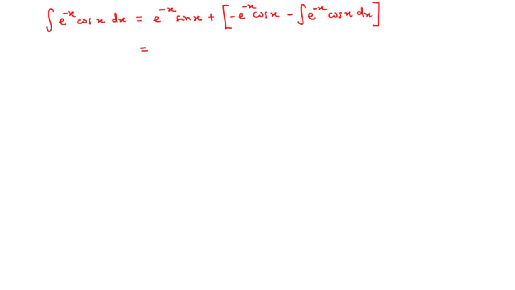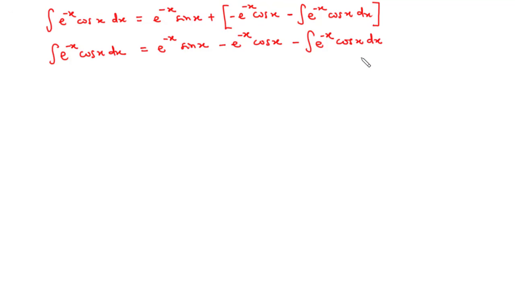Now let's write it in a more simplified way. So that's going to be e to the power negative x sine x minus e to the power negative x cos x minus the integral of e to the power negative x cos x dx. And don't forget that is equal to the integral of e to the power negative x cos x dx. Now at this point, you realize that these two terms are the same, so we can transpose this to the left hand side, and then negative becomes positive, so we are going to have twice of this.